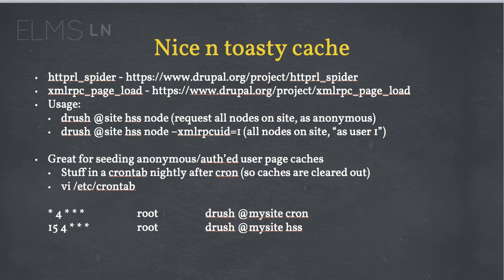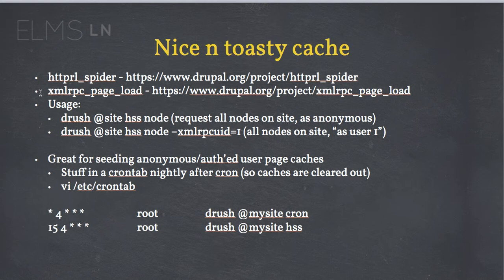I've taken that idea and said, well, then we can send off non-blocking calls to ourselves to basically have Apache and PHP-FPM or whatever serve up the page to these fake anonymous users, and it loops through every entity type. So you can queue it up to just run. Hey, do a HSS, which is HTTPRL self-spider, against all nodes, which will hit every node on the site, going through slowly one at a time. Actually, it does them in batches of 50, I think.